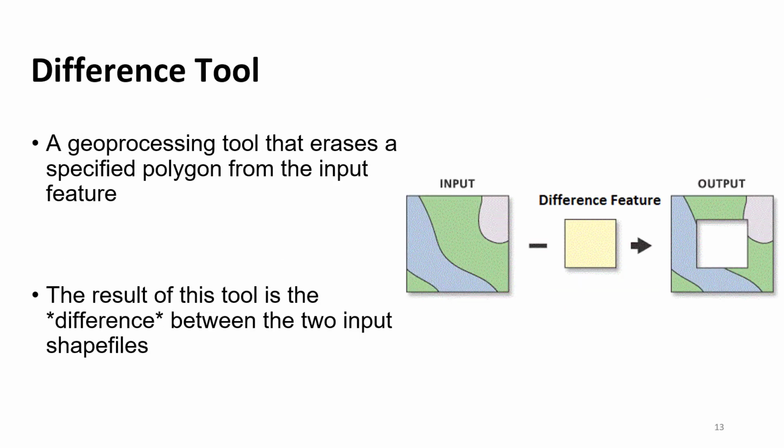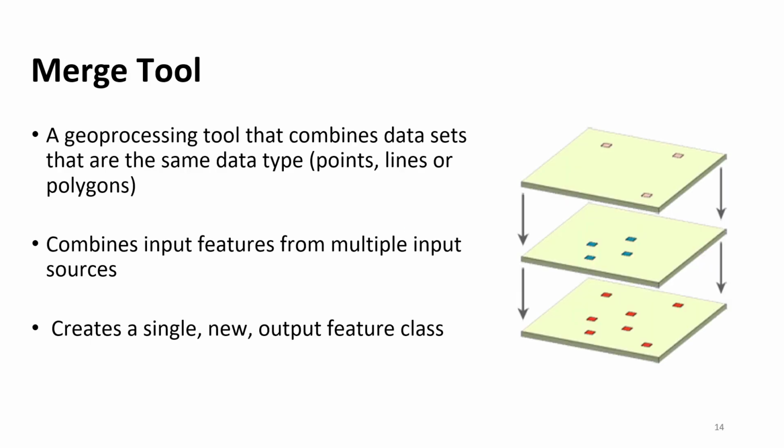Next, we have the difference tool. This tool takes the difference between 2 input shapefiles. This tool is also called erase in ArcGIS because it erases smaller shapes from the bigger shape to create a donut shape. The merge tool also creates a new output shapefile, but this time it adds and merges 2 input files. Merge can only be done with data of the same type.